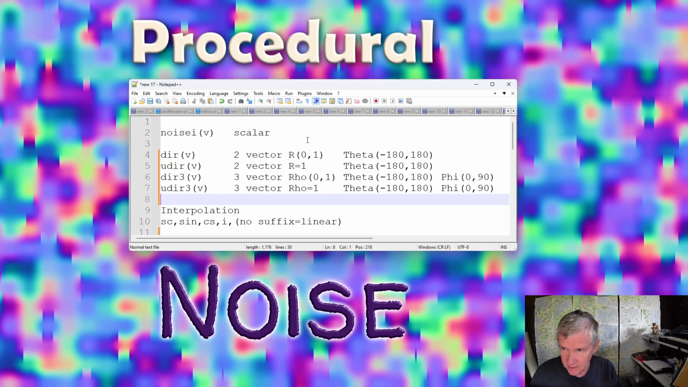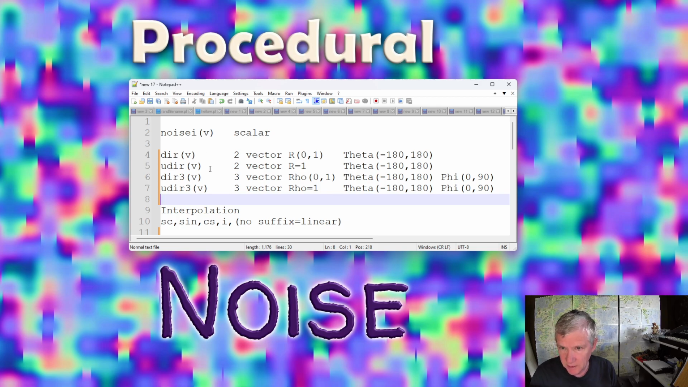So basically they're generating a random number from 0 to 1 for the radius and then assigning a random angle to that based on the range from minus 180 to 180. The udir is also a two-element vector. It has a radius that's always equal to 1. And the random part of this is the angle that ranges from minus 180 to plus 180.